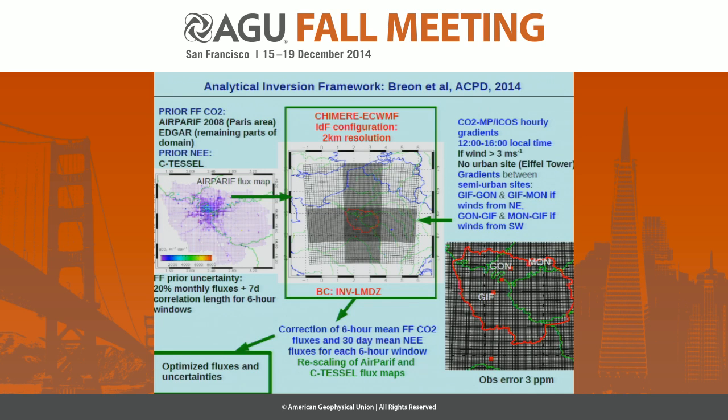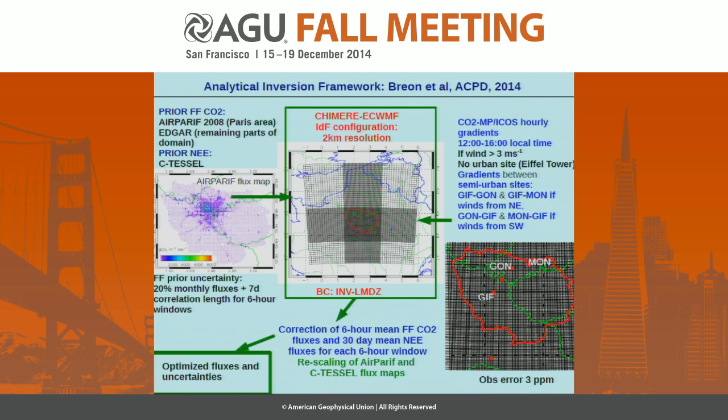We start with prior emissions from Airparif 2008 for fossil fuel CO2 emissions in Ile-de-France. For the remaining parts, we use the ETCA inventory. For the prior NEE fluxes, we use ECMWF C-TESL products. To map the fluxes into the observation space, we use Schmidt, Airparif and C-TESL to build the observation operator. Schmidt is forced by ECMWF wind fields. In Ile-de-France, the atmospheric transport model Schmidt has a resolution of 2 kilometers. Boundary conditions are derived from the coarse grid inversion provided by LMDZ.